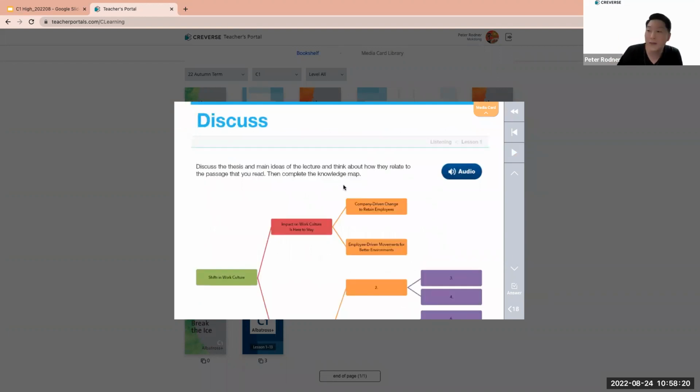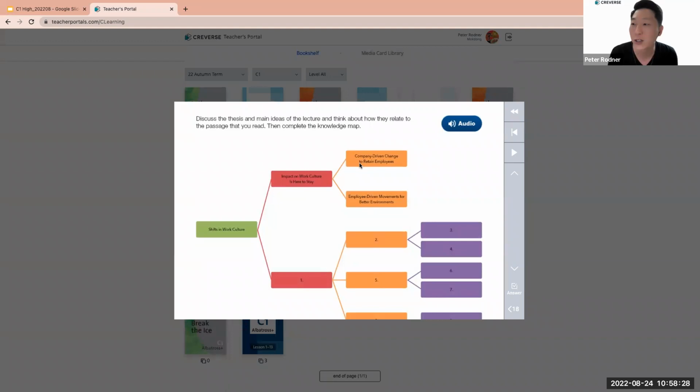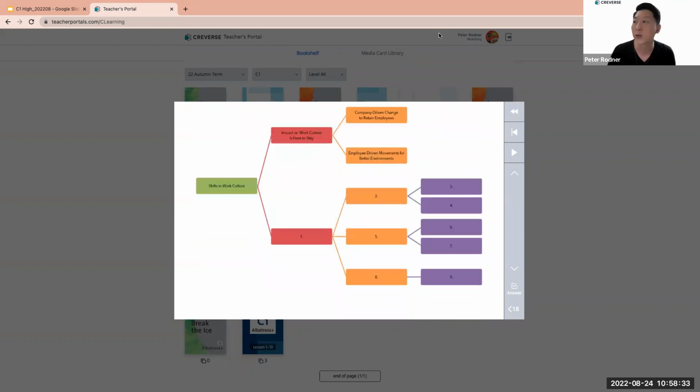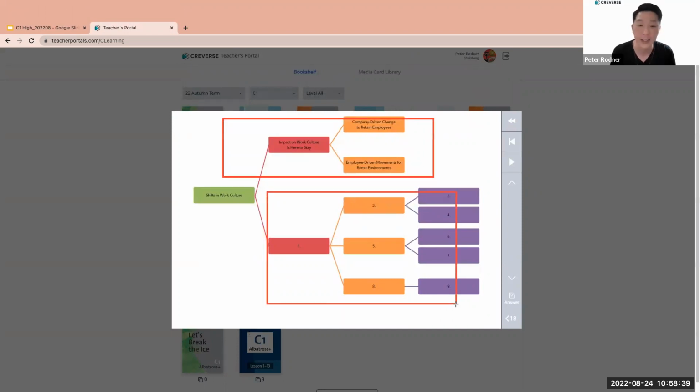Okay. So then you have the discuss page. Again, just like in the reading section, there's a discuss page. For this discuss page, they're just explaining how the two ideas of both the reading and listening are connected in a sense. So on the top part is what the listening was saying, and then on the bottom part, this is actually the reading section. Okay, so that's all they're really doing here.